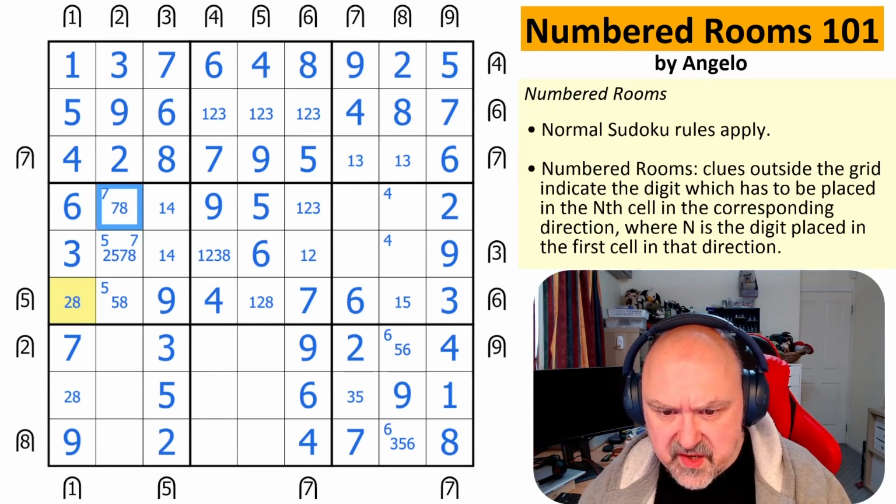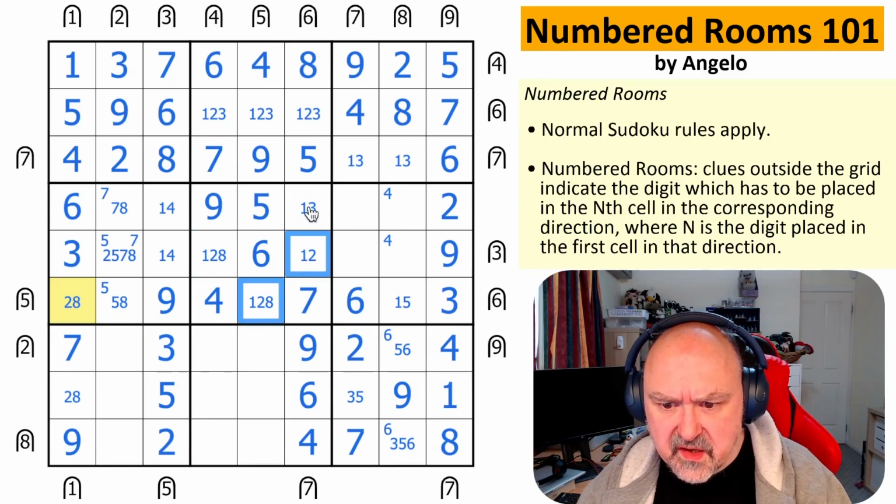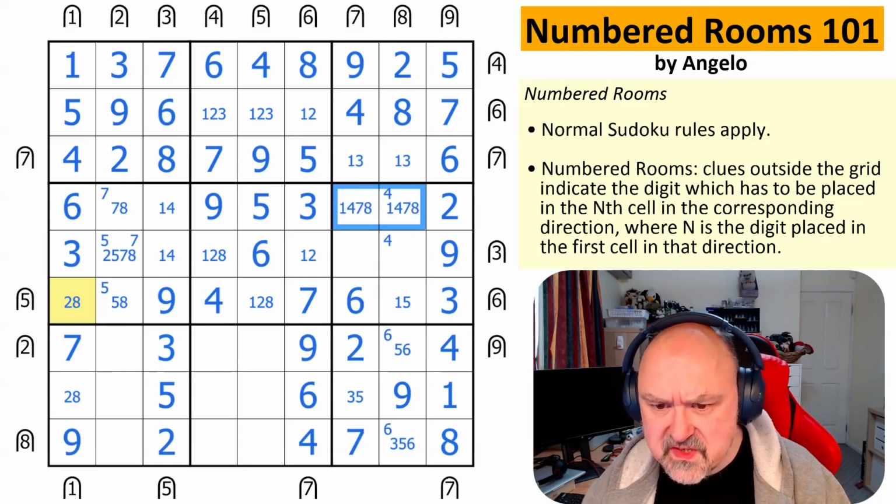2, 5, 7, 8. There's no 5 there. There's no 2 there. There's no 2 there. There's no 3 there. Oh, so 3 can't go in any of those. That's a 3. These are 1, 4, 7, 8. 1, 4, 7, 8. Yes. So these are 1, 4, 7, 8.